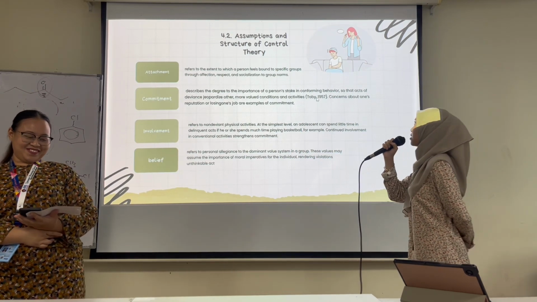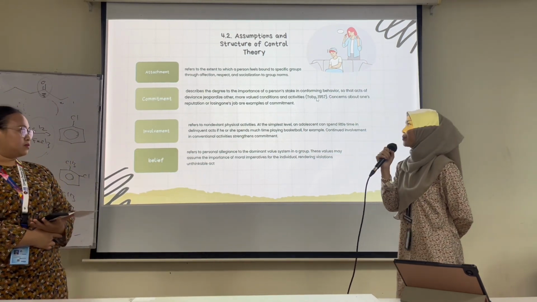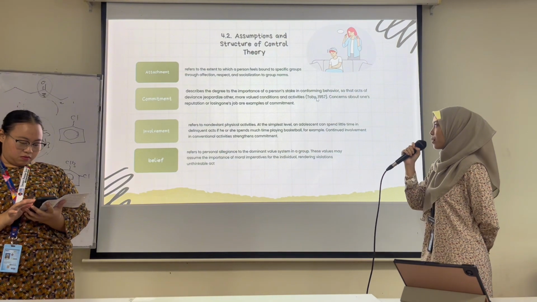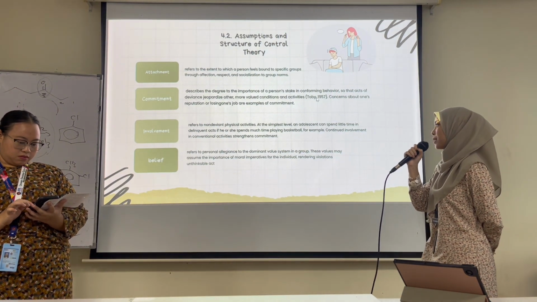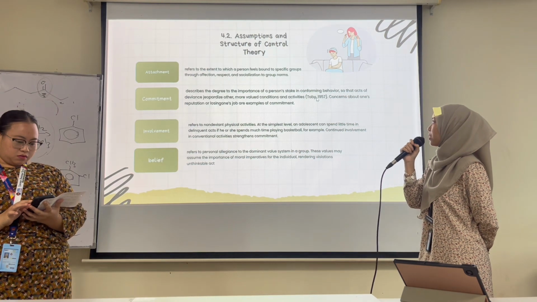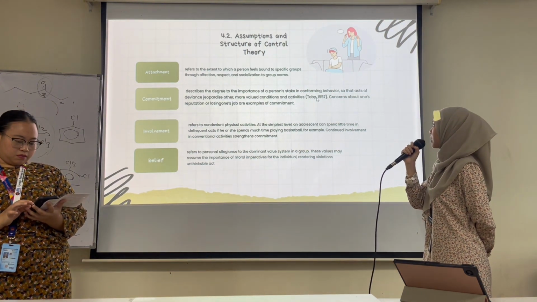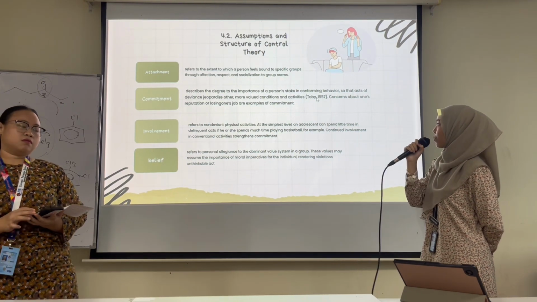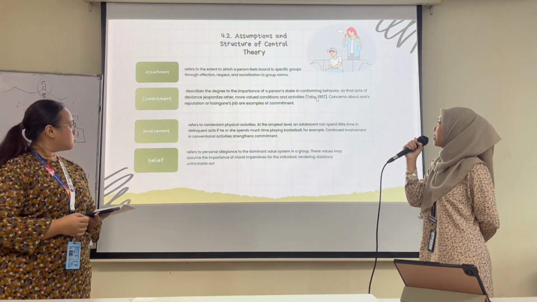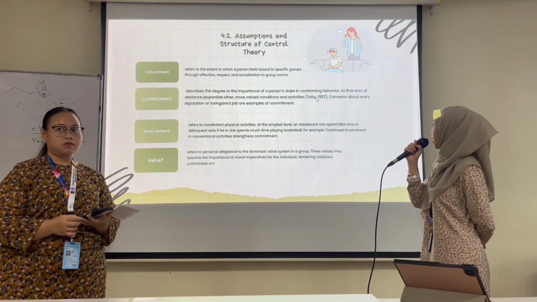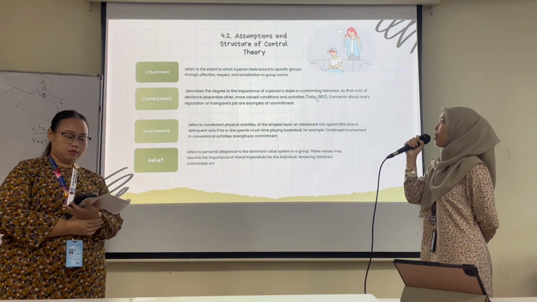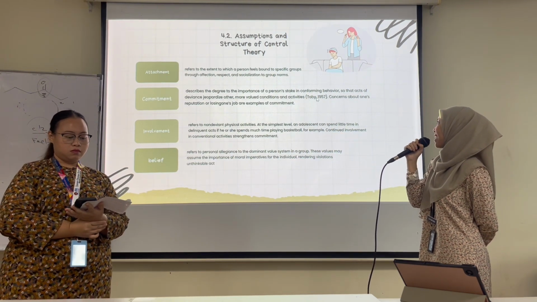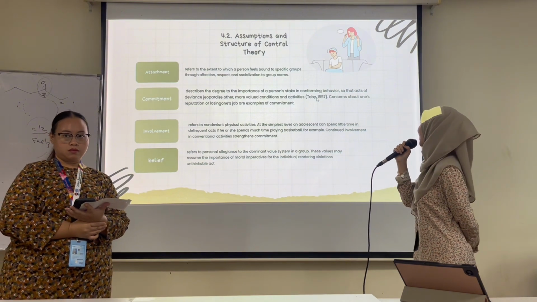4.2 is assumption and structure of control theory. It has four elements: one, attachment; two, commitment; three, involvement; and four, belief. The first, attachment, refers to the extent to which a person feels bound to specific work through affection, respect, and socialization to group norms. Commitment describes the degree of importance of a person's stake in conforming behavior, so that acts of deviance jeopardize other more valued conditions and activities.